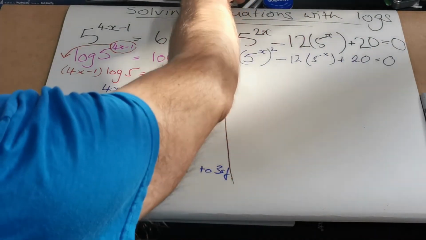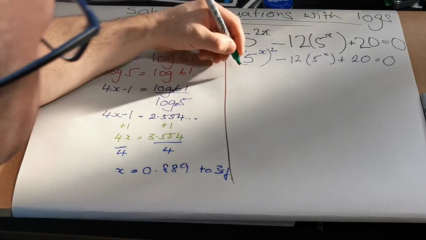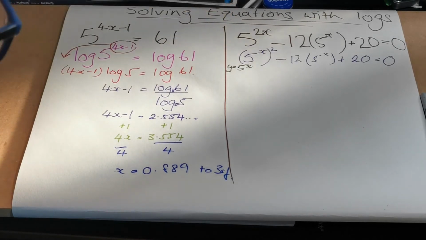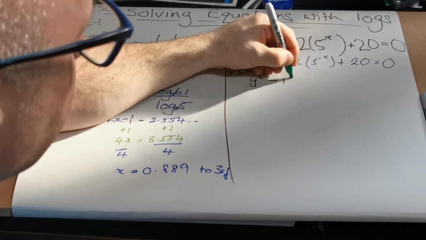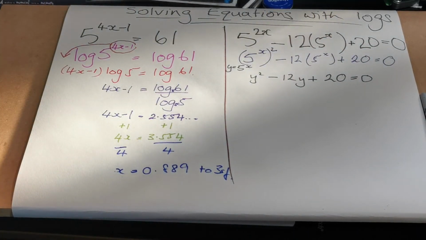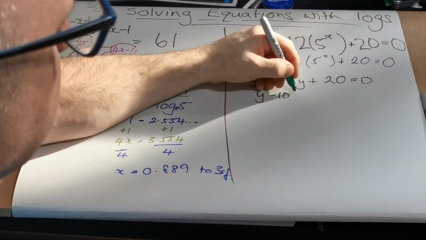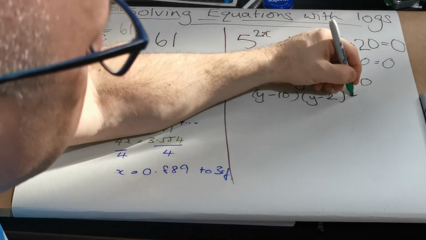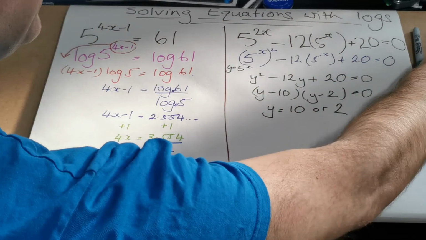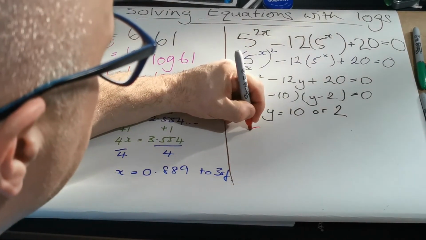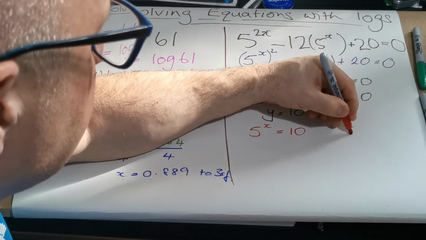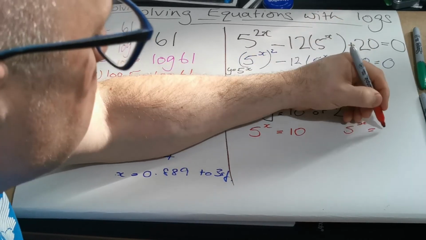Now, you can see the quadratic, but sometimes there's a bit much going on there for you to be comfortable with it being a quadratic. So what I'm going to do is a little substitution, say y equals 5 to the x. So I've got y squared minus 12y plus 20 equals 0. So now I can say that I've got y minus 10 and y minus 2. So y is equal to 10 or 2. So undoing the substitution, I can say that 5 to the x is equal to 10, and I can say here that 5 to the x is equal to 2.